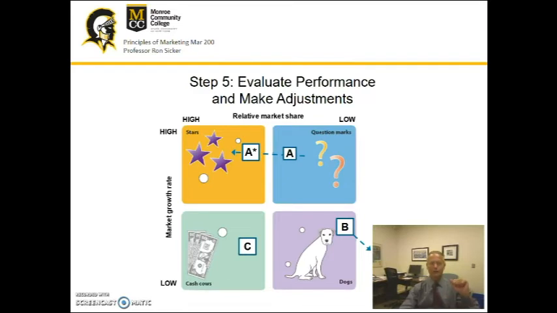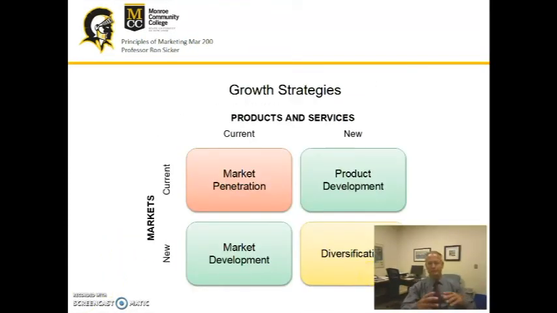You've got stars, you've got question marks, cash cows, and dogs. Make sure you know that, because this is going to be covered on the next test. The BCG matrix is extraordinarily important when we're talking about market plan. So the next model we're going to talk about is what we call Porter's model.